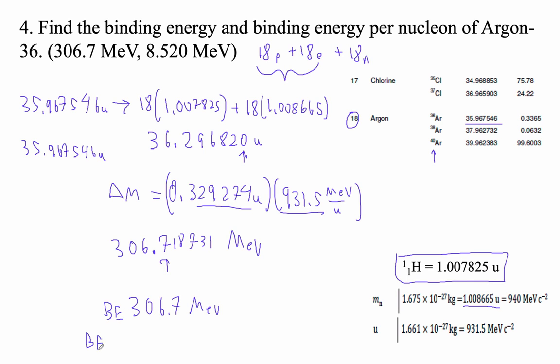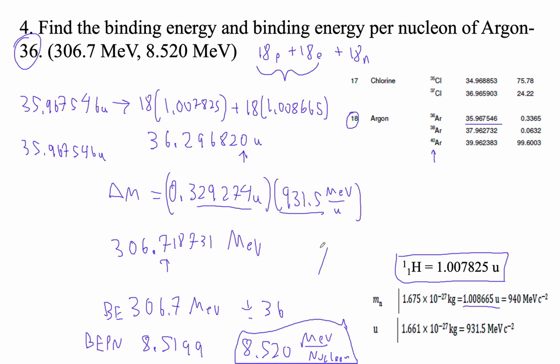And our BEPN, binding energy per nucleon, we just have to divide by the number of nucleons. And that's what this 36 is, okay? So divide by 36, and we get a whopping 8.5199. So now the greatest difficulty we have is how do we round that to 4 sig figs? 1, 2, 3, 4. We have to round that to 8.520. And that's MeV per nucleon. Woohoo!